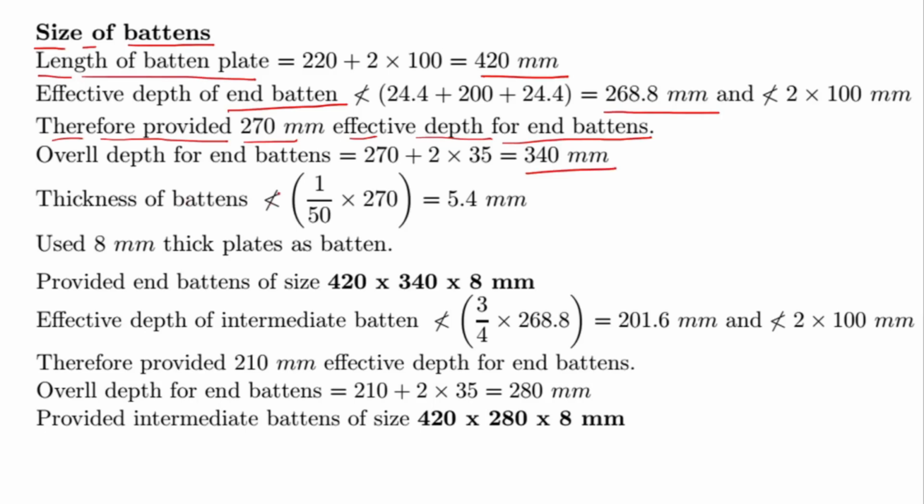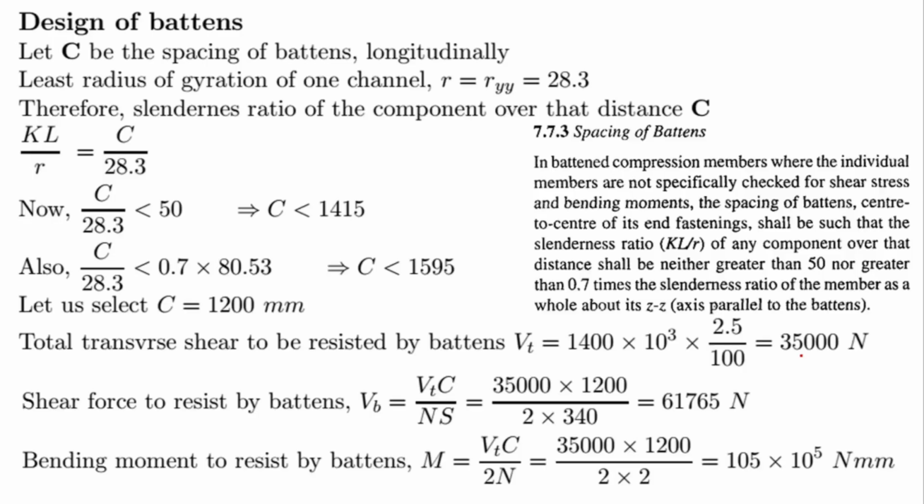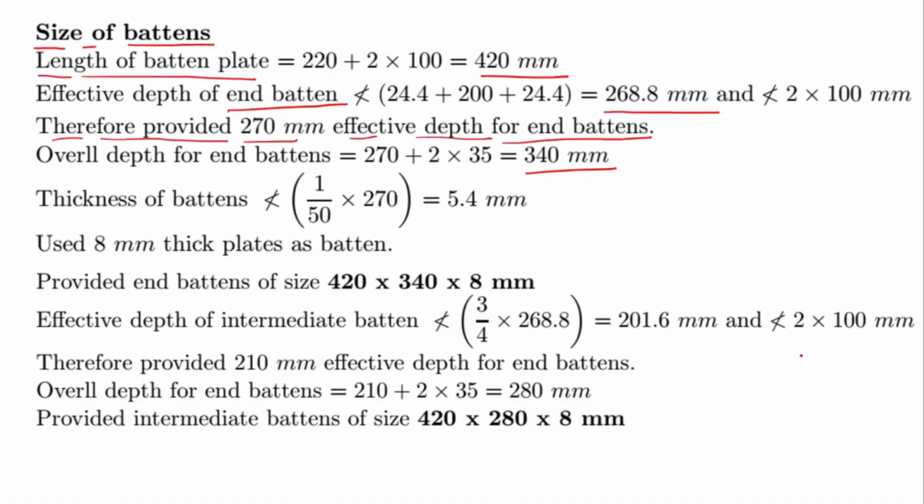Then thickness of battens. If you see clause 7.7.2.3, the thickness of batten or the tie plates shall be not less than 1/50 of the distance between the innermost connecting lines of rivets, bolts or welds perpendicular to the main member. That means the thickness of batten should be 1/50 of the effective depth.